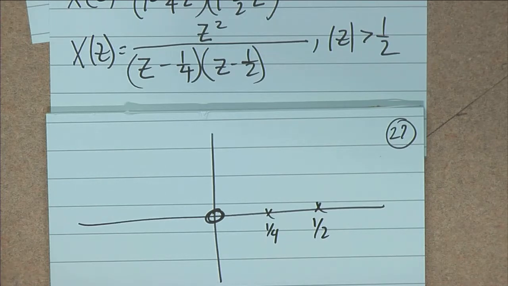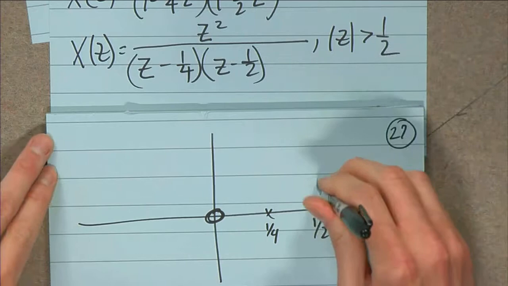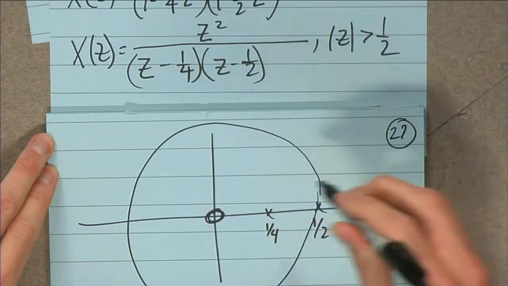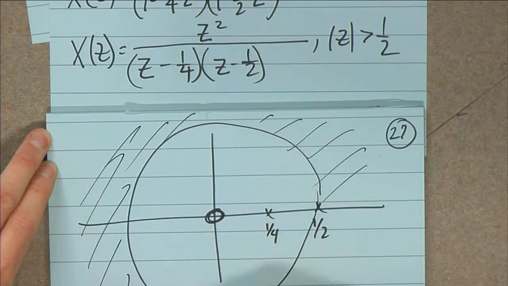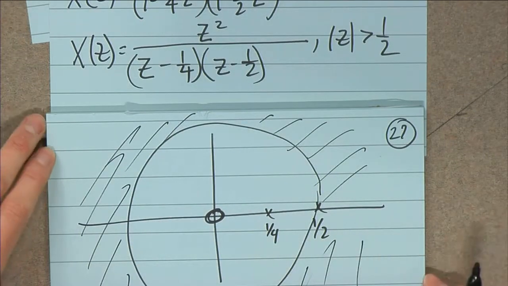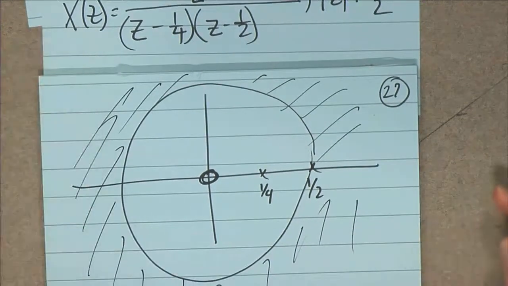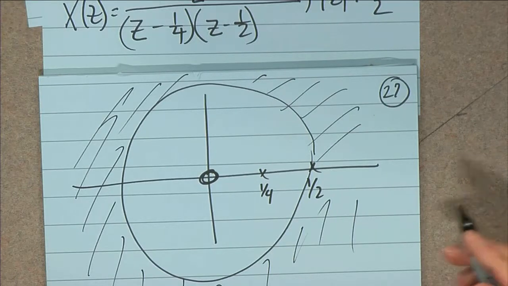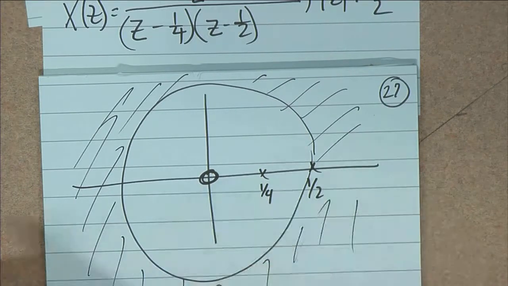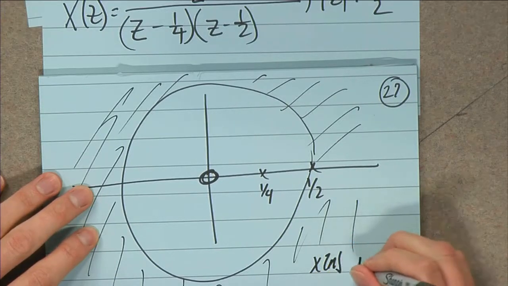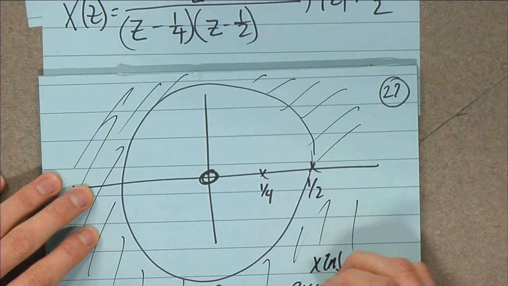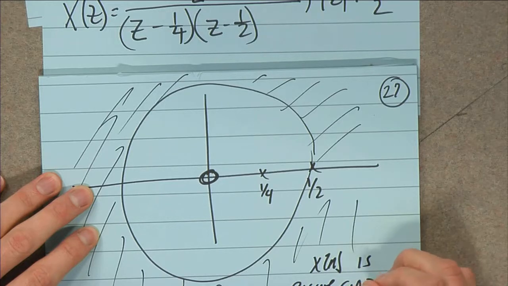So z is greater than 1/2, so we can draw our circle and say, aha, there's our region of convergence. It's outside that circle. Well, hopefully you remember when you see everything outside the circle, that tells us what? x of n is a right-sided sequence.